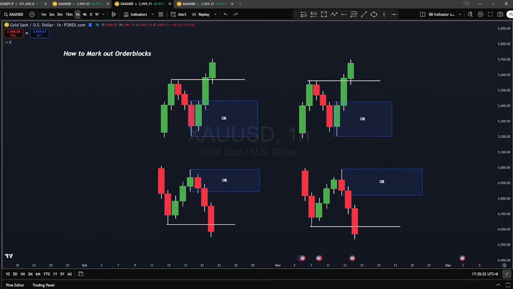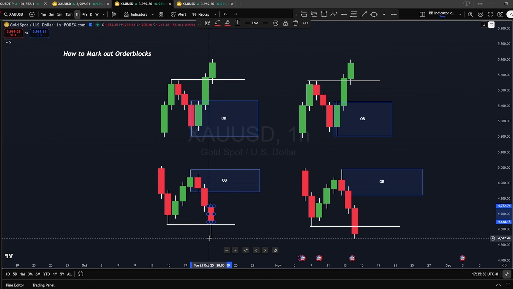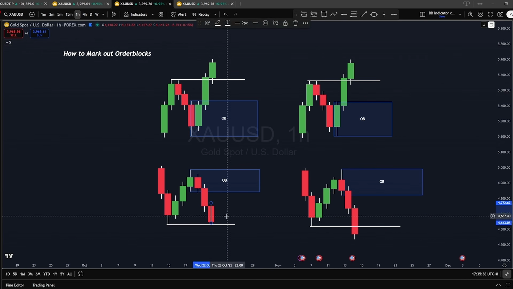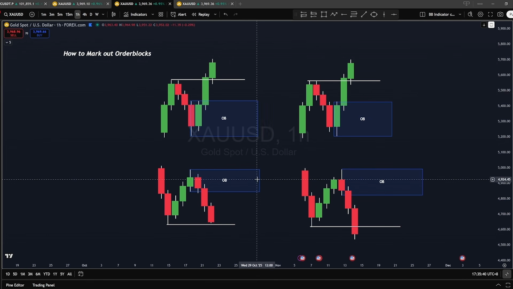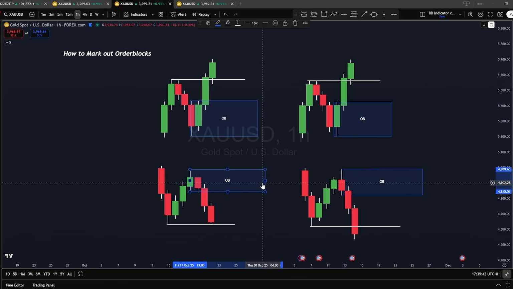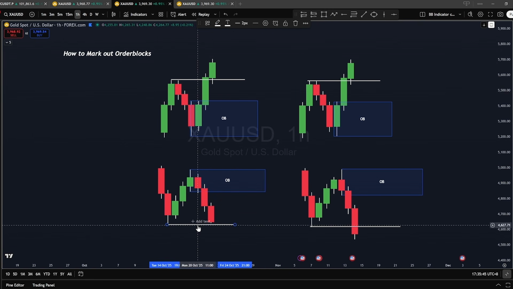As simple as that. Same thing for the bearish scenario. The market here does not break past and it does this instead. No closure underneath. This is not an order block yet. Only once this low here breaks, then you have an order block.